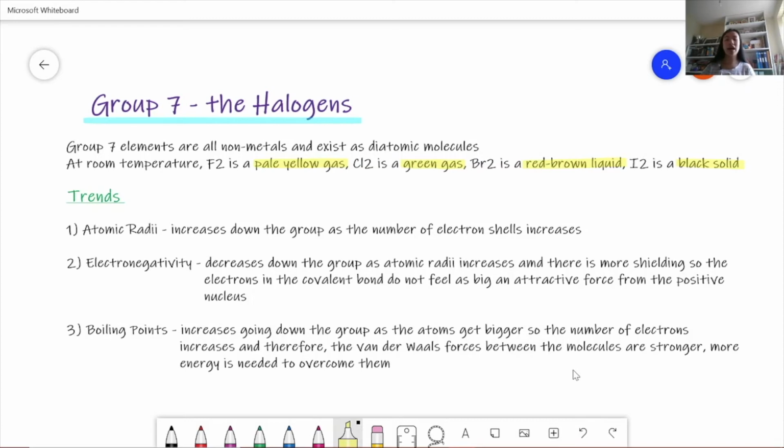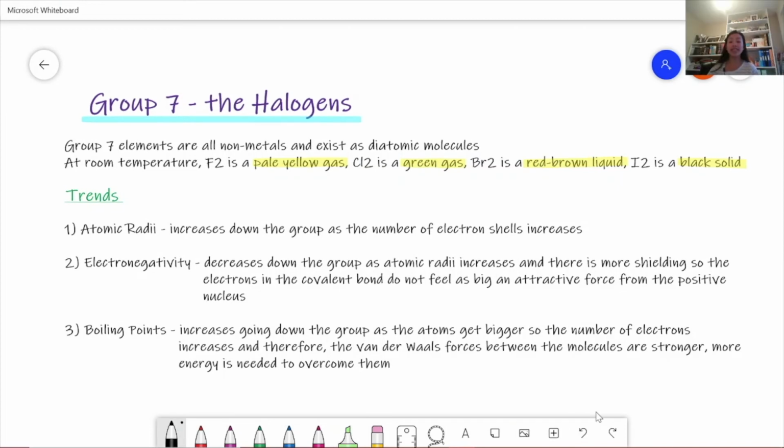And then the third trend we have is for boiling points, and these increase going down the group because they're all non-metals, and because they get bigger, they have more electrons, and therefore they have more van der Waals forces, which makes them stronger. So they have stronger van der Waals forces between the molecules, and so more energy is needed to overcome them. And so the group 7 elements at the bottom have much higher boiling points compared to the ones at the top.